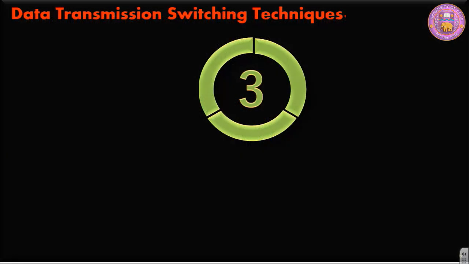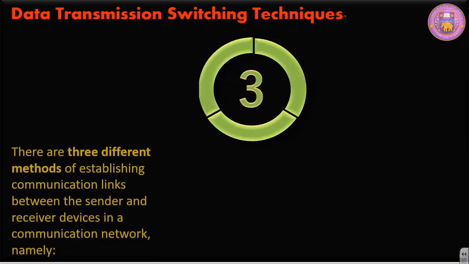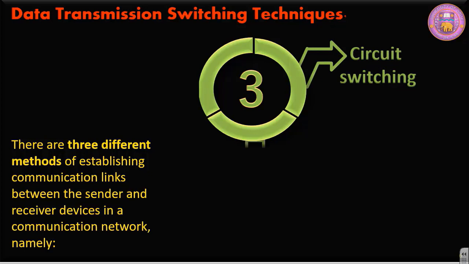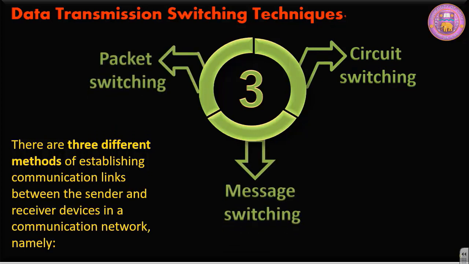Data transmission switching techniques. There are three different methods of establishing communication links between the sender and the receiver devices in a communication network, namely circuit switching, message switching, and packet switching. On these three different switching techniques, there are three different lectures.